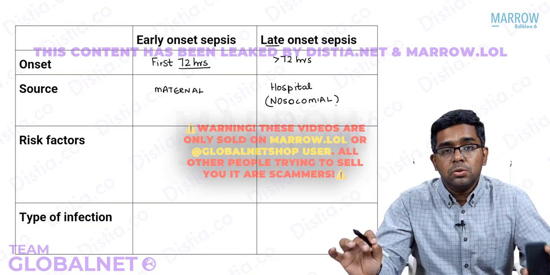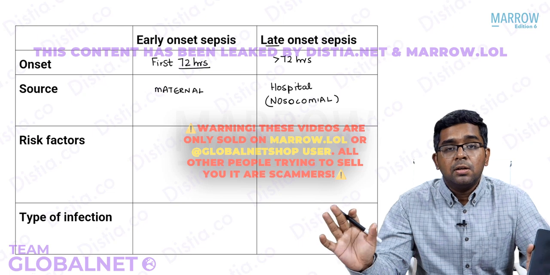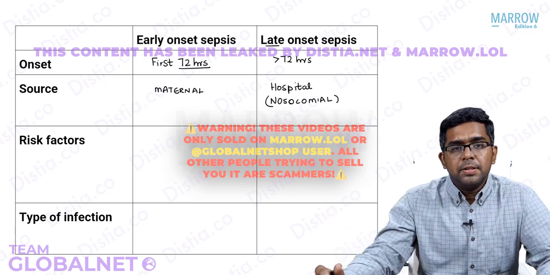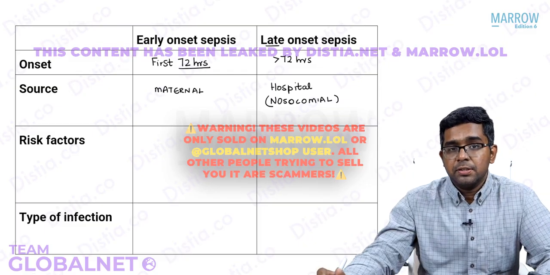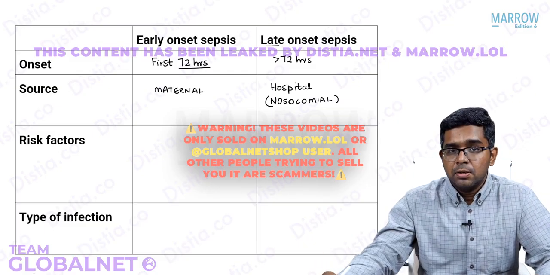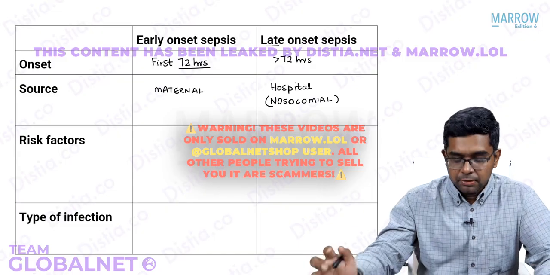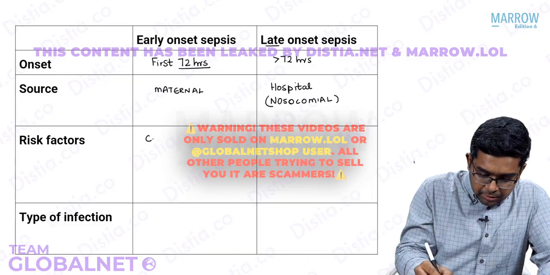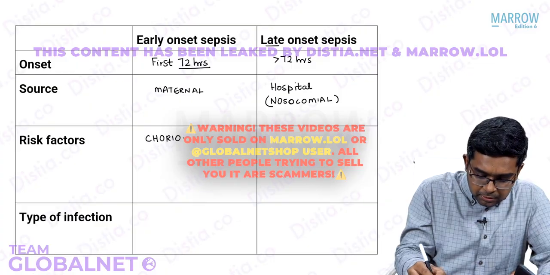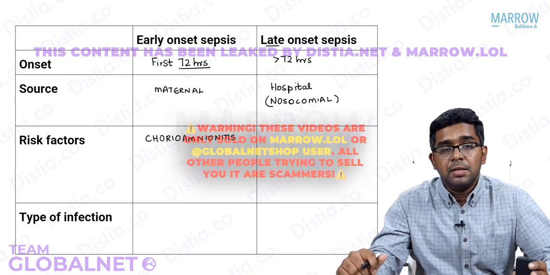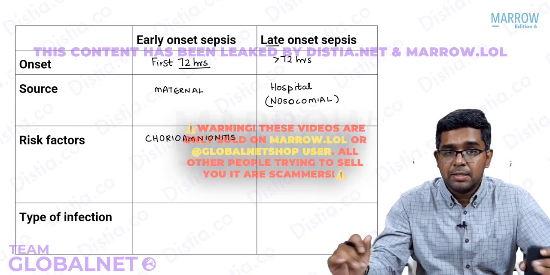Okay, so the source will vary depending on the onset of sepsis. There are some risk factors for acquiring the infection. In early onset infection, I told you it is maternal factors. So it's something related to maternal infection. For example, a very important infection which should come to our mind is chorioamnionitis, which is characterized by high fever in the mother along with a foul smelling liquor.